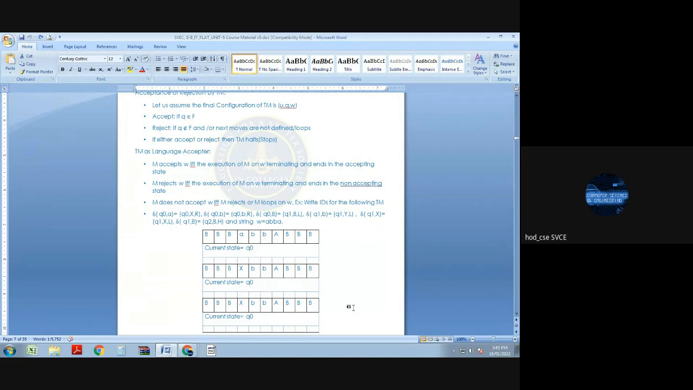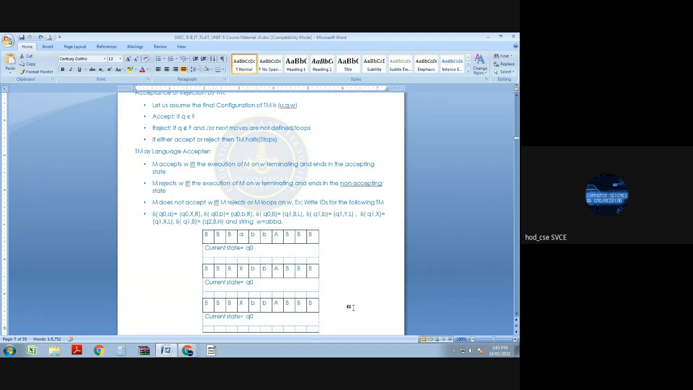At the same time, when the string is not terminating and ends in a non-accepting state, which means a non-final state, then we can tell the string was rejected by the particular machine. So by this particular machine, the string was rejected. So these are the language acceptors.